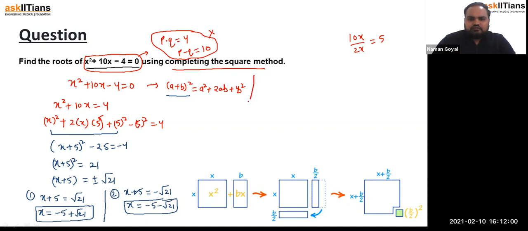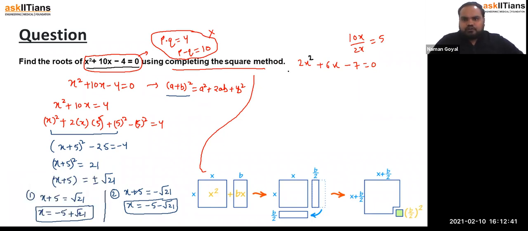Now see, in this question it is given that the coefficient of x square is 1. So what if the coefficient of x square is 2, 3 and so on, meaning it is not 1? For example, if there is a question 2x square plus 6x minus 7 is equal to 0. If this question is given, then what do we have to do? Okay, let me clear this and rewrite this.